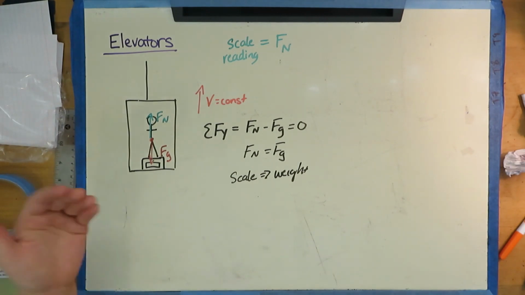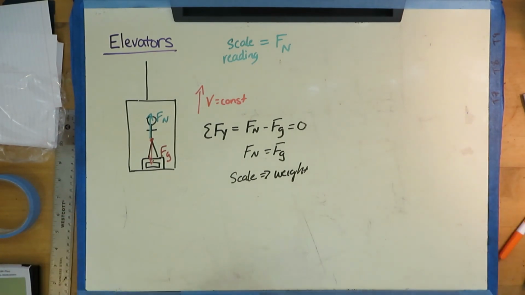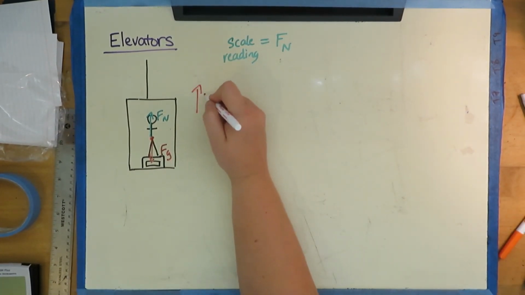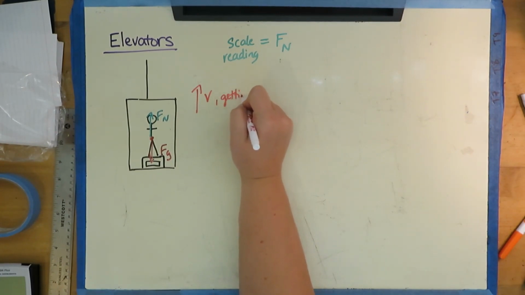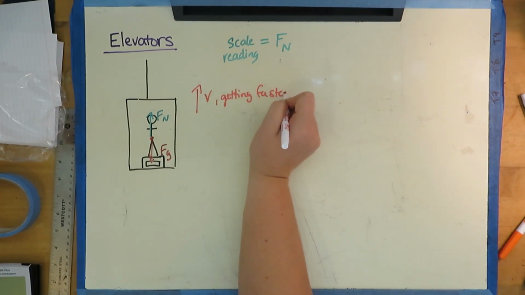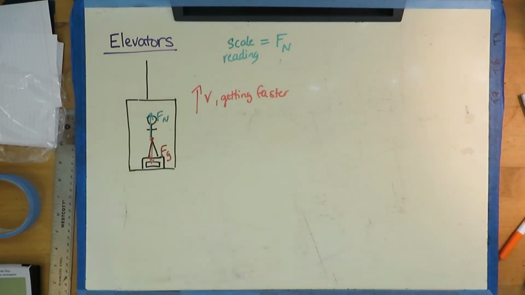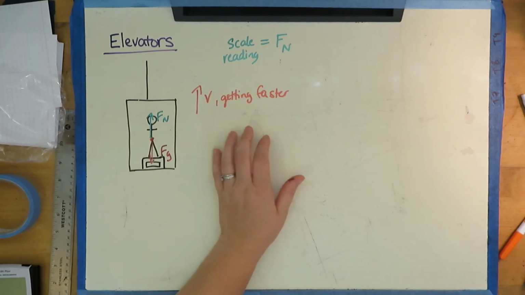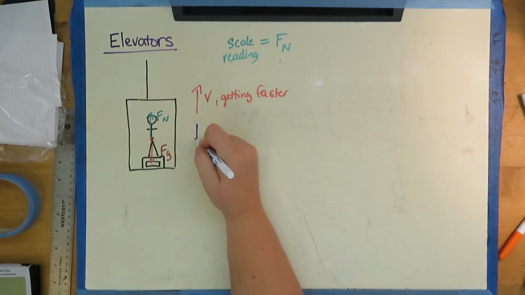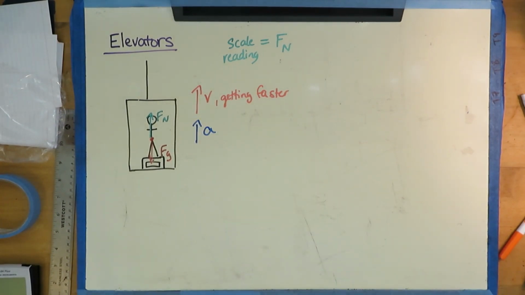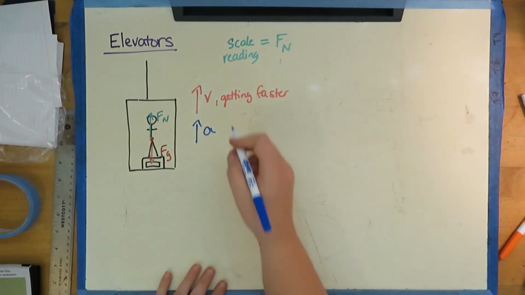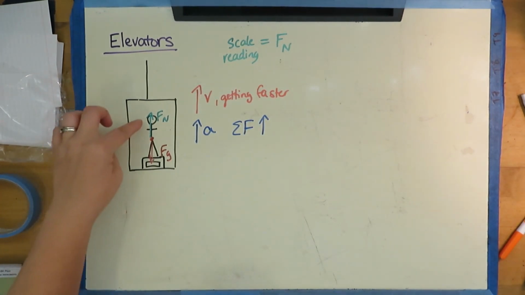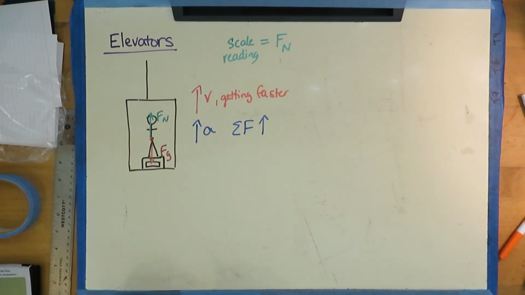Well, what if I'm moving upwards, but I'm not moving at a constant speed? What if I'm moving upwards and I'm getting faster? Well, if I'm moving upwards and getting faster, that means I have an acceleration. Now, if I'm getting faster, my velocity and my acceleration have to be in the same direction. So that's telling me that my acceleration is in the upwards direction. If my acceleration is upwards, that tells me that my net force must also be in the upward direction. So that means that my normal force and my gravitational force cannot be equal.